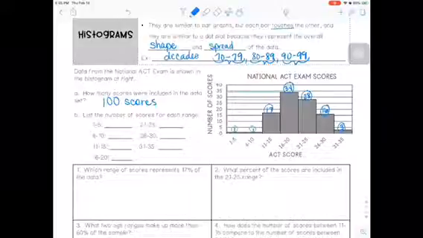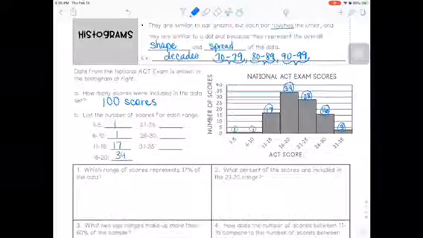So we just listed the number for each of the ranges or each of the intervals. For interval 1 through 5, it was 1. 6 to 10 was 1. 11 to 15 was 17. 16 to 20, 34. 21 to 25, 28. 26 to 30 is 16. And 31 to 35 is 3.